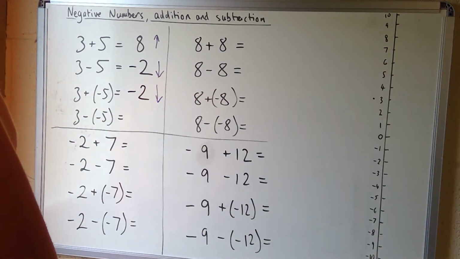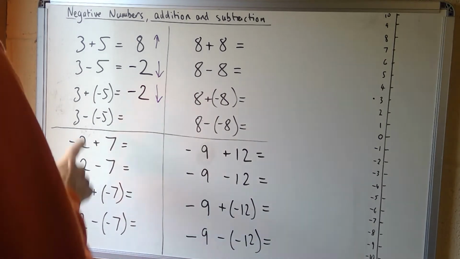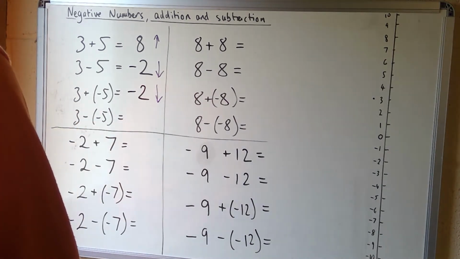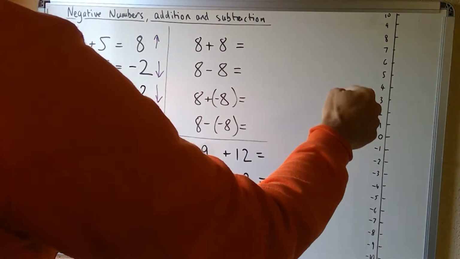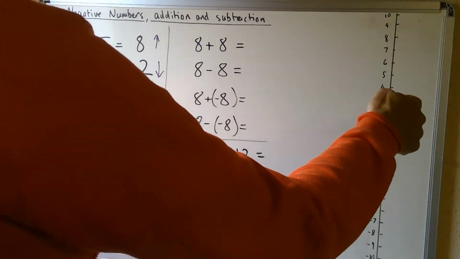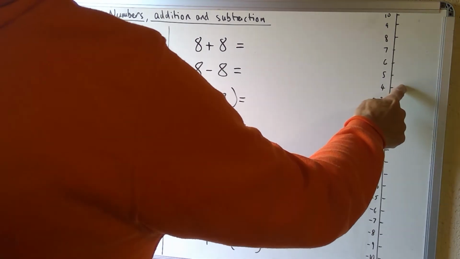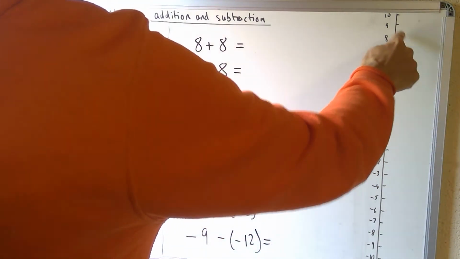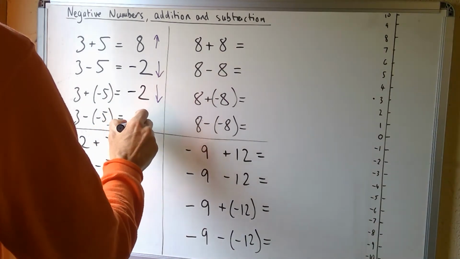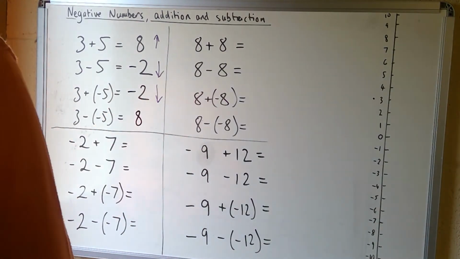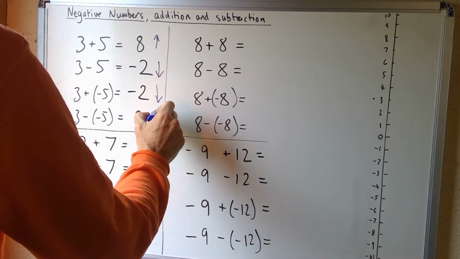This is the one that's a bit difficult to understand in many ways. 3 take away negative 5. I'm still starting at 3 and I'm taking away negative 5. So it's almost like undoing down 5. So I'm going up 5. So I go up 5 places and I end up at 8. So hopefully you can see that that's the same result as when I added 5, I've gone up the number line.